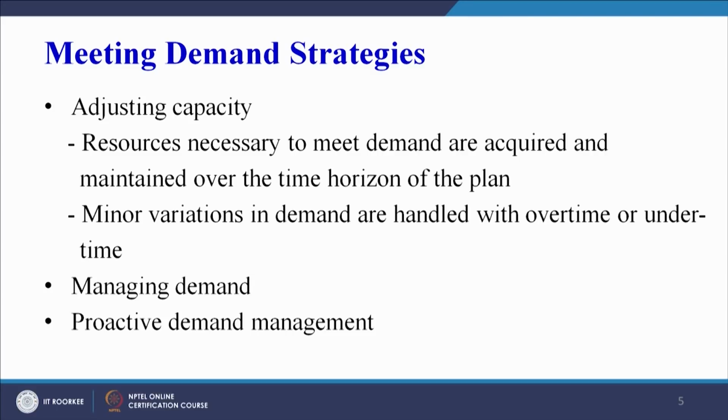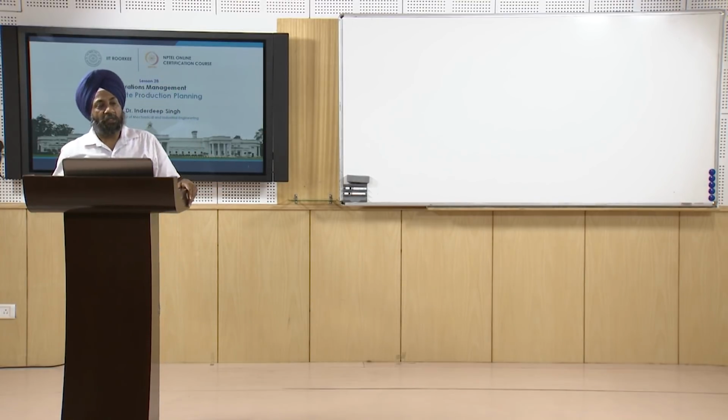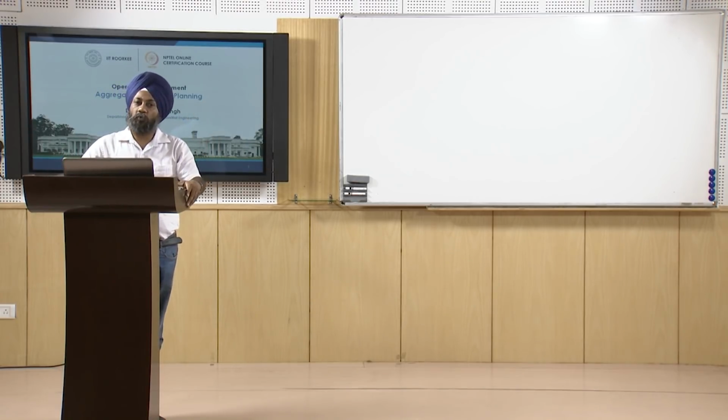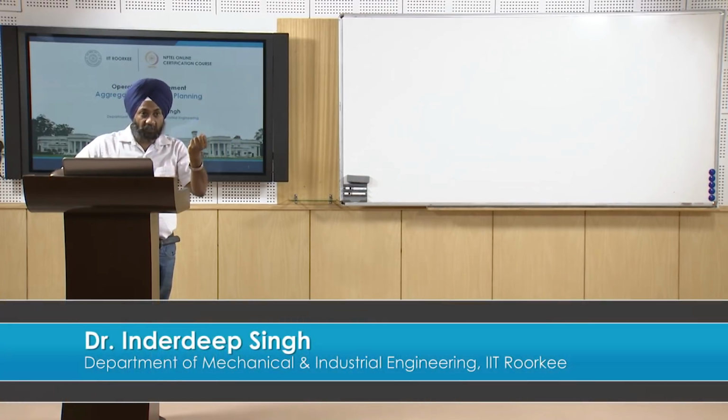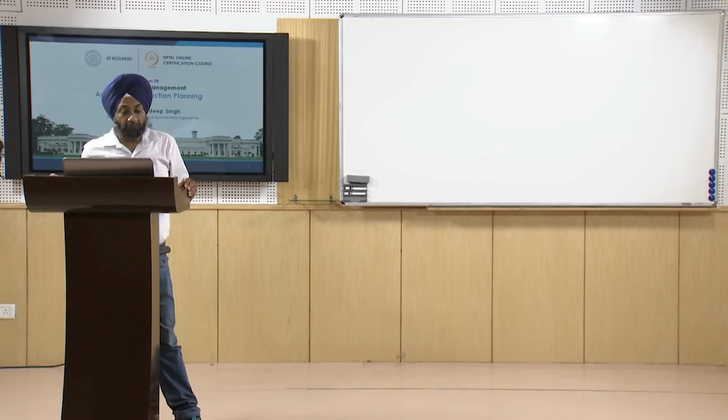So first, we need to adjust the capacity that is required to meet the demand. A very simple example: suppose we have to meet a demand of 1000 products and our regular and overtime production is not able to meet that 1000. So what we can do is take 2 more machines for a period of maybe 2 years, and then we can just sell off those machines. We are only acquiring the capacity to meet that demand. So first is adjusting the capacity.